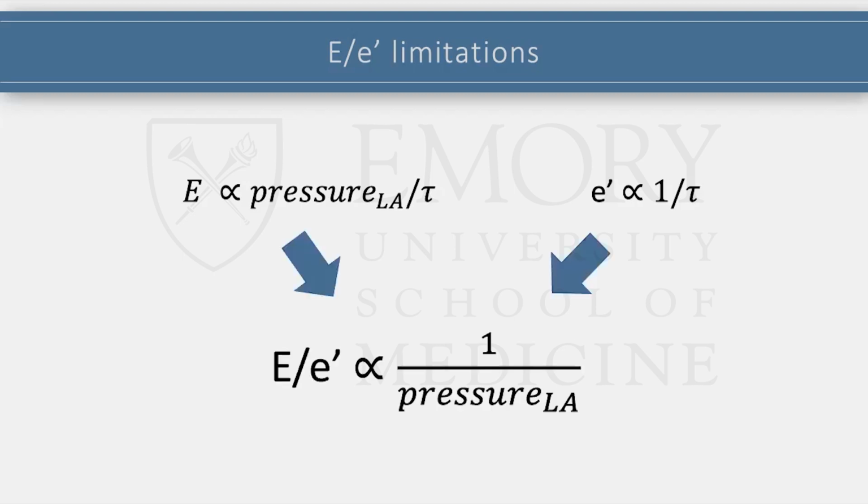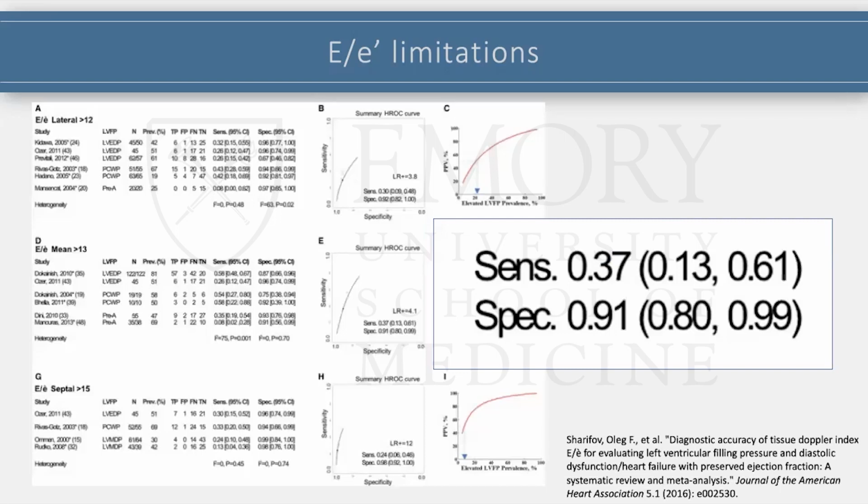Similarly, your E prime is just a measurement of relaxation, so that's inversely related to tau as well. And they said, if we rearrange and substitute and all that, we get this explanation for E to E prime, which is that it correlates inversely with left atrial pressure. So this sort of made sense to me. I'm maybe not the strongest math student anymore, but I was wondering, these are all just correlative. Can we really just substitute things in for each other and say that this is reliable? It probably makes more sense to look at some empirical studies where people have correlated with invasive measurements.